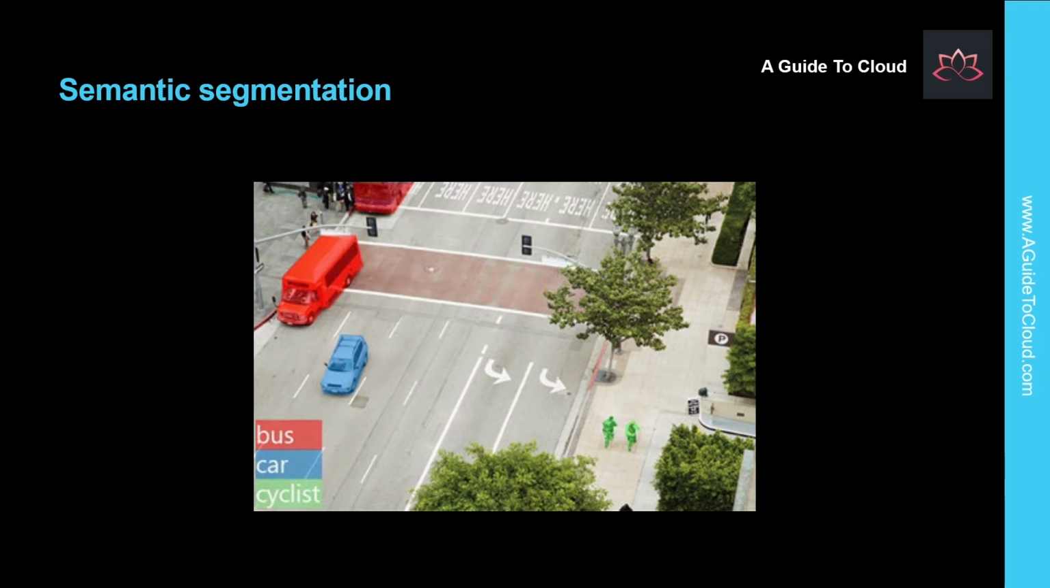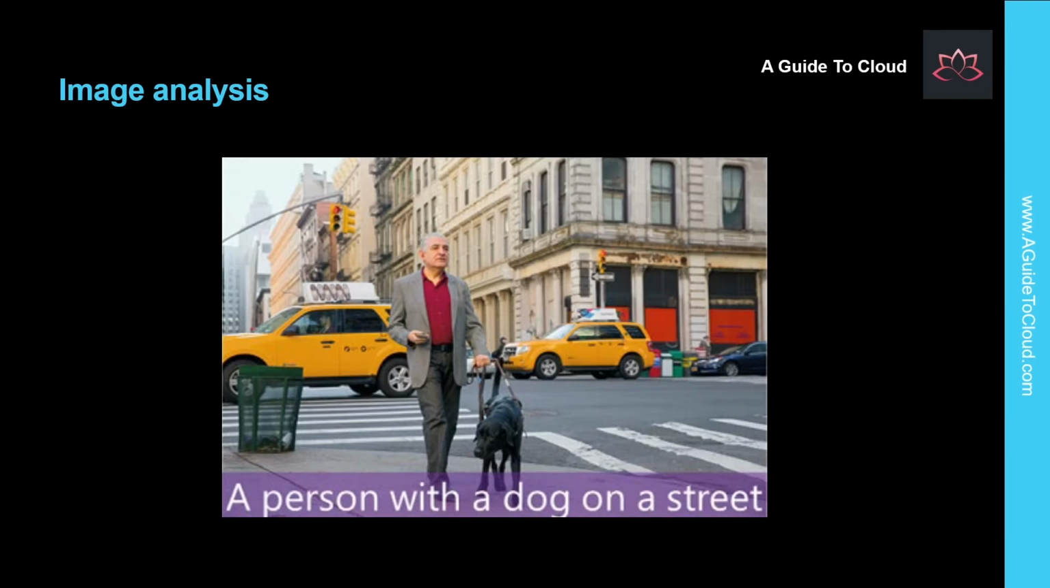Semantic segmentation is an advanced machine learning technique in which individual pixels in the image are classified according to the object to which they belong. For example, a traffic monitoring solution might overlay traffic images with mask layers to highlight different vehicles using specific colors. So, what is image analysis? You can create solutions that combine machine learning models with advanced image analysis techniques to extract information from images, including tags that could help catalog the image or even descriptive captions that summarize the image, like a person with a dog is on a street.